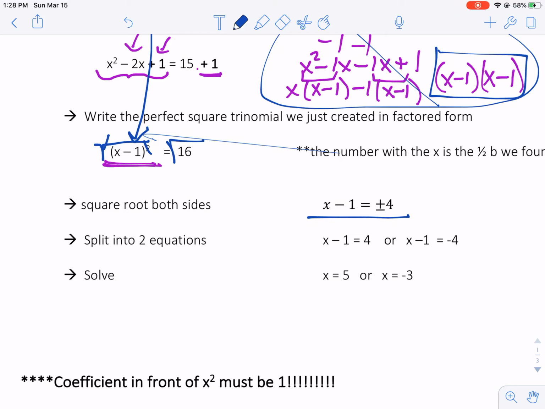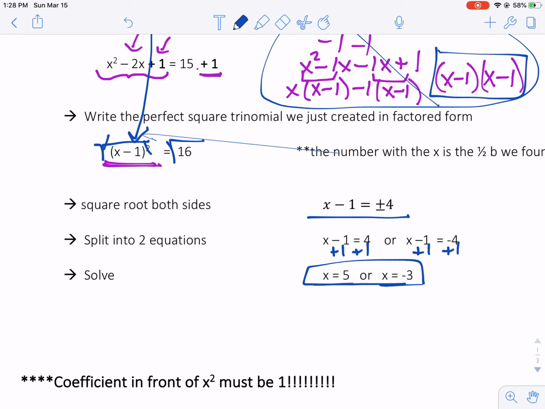Now I have to get x alone. So what I do here, since I don't have any radicals, I know I'm going to have to separate my problems anyway. So I separated them now. So x minus 1 could equal a positive 4, but x minus 1 could also equal a negative 4. And then I solve both of those. So add 1, x equals 5. Add 1, x equals -3. And you have now solved this by completing the square.